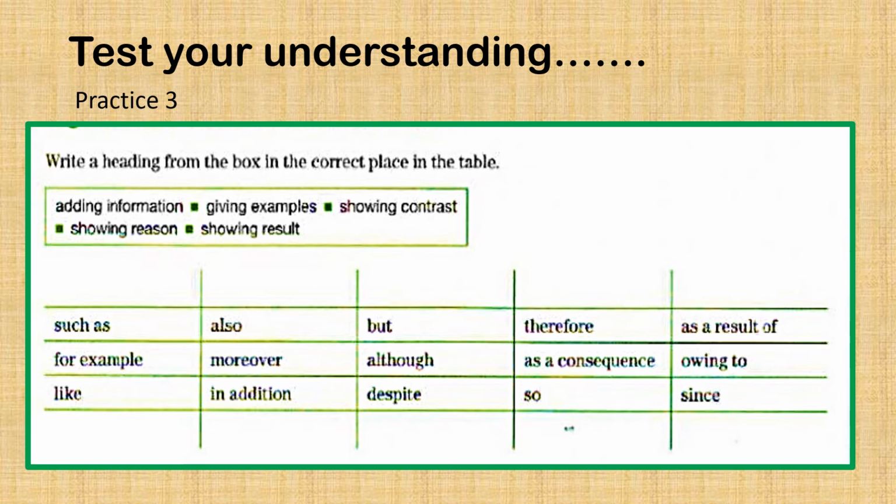Now we have only two headings left. Showing reason and showing results. Which one do you think is showing reason? Good. They are, therefore, as a consequence, and so. So the last one will be showing result. As a result of, owing to, and since. Okay, now, do you understand already the usage of cohesive devices in your writing? Okay, let's try another practice.